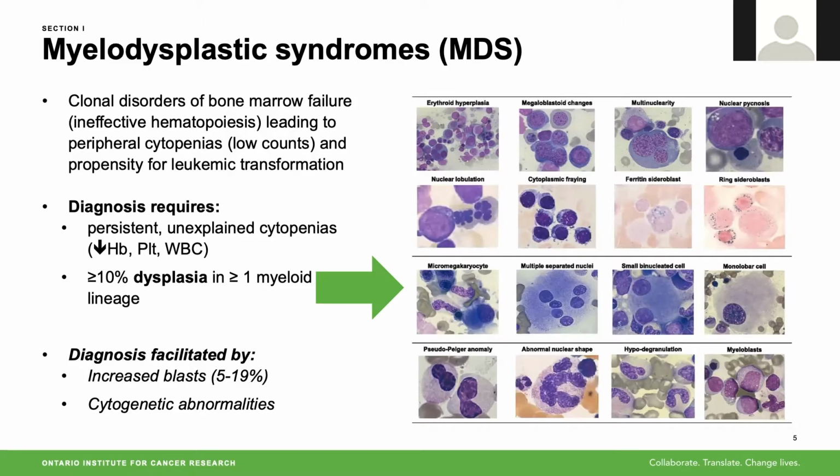So this is what we train for as pathologists, on the right side of the screen. It's meant to be very objective, looking for dysplasia in erythroid, megakaryocyte, and granulocyte lineages. But the reality is it can be quite subjective. What can help us, on the bottom, is if the patient has an increase in primitive cells called blasts, that's helpful. And if we find a cytogenetic abnormality, that's also helpful to assist the diagnosis. But usually these two are absent in the early phases of MDS, making it really challenging.